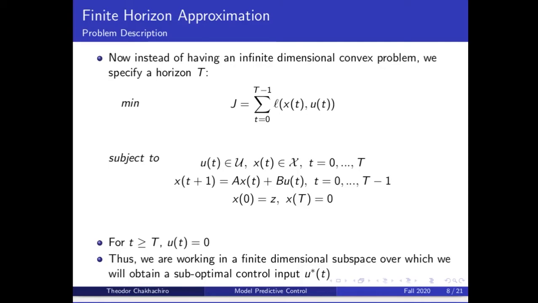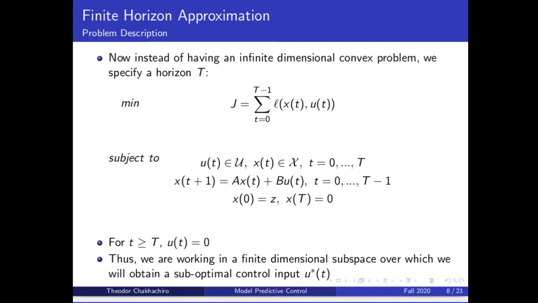And we are also constraining our problem where u of t is in our script u set, and x of t is in our script x set. These are the same constraints as before. Our problem is also linear, it has a linear dynamic model, and we are imposing that our initial state is equal to z, and our final state, which is our final control horizon step, should be equal to 0, but this really depends on the problem and you can play around with it.